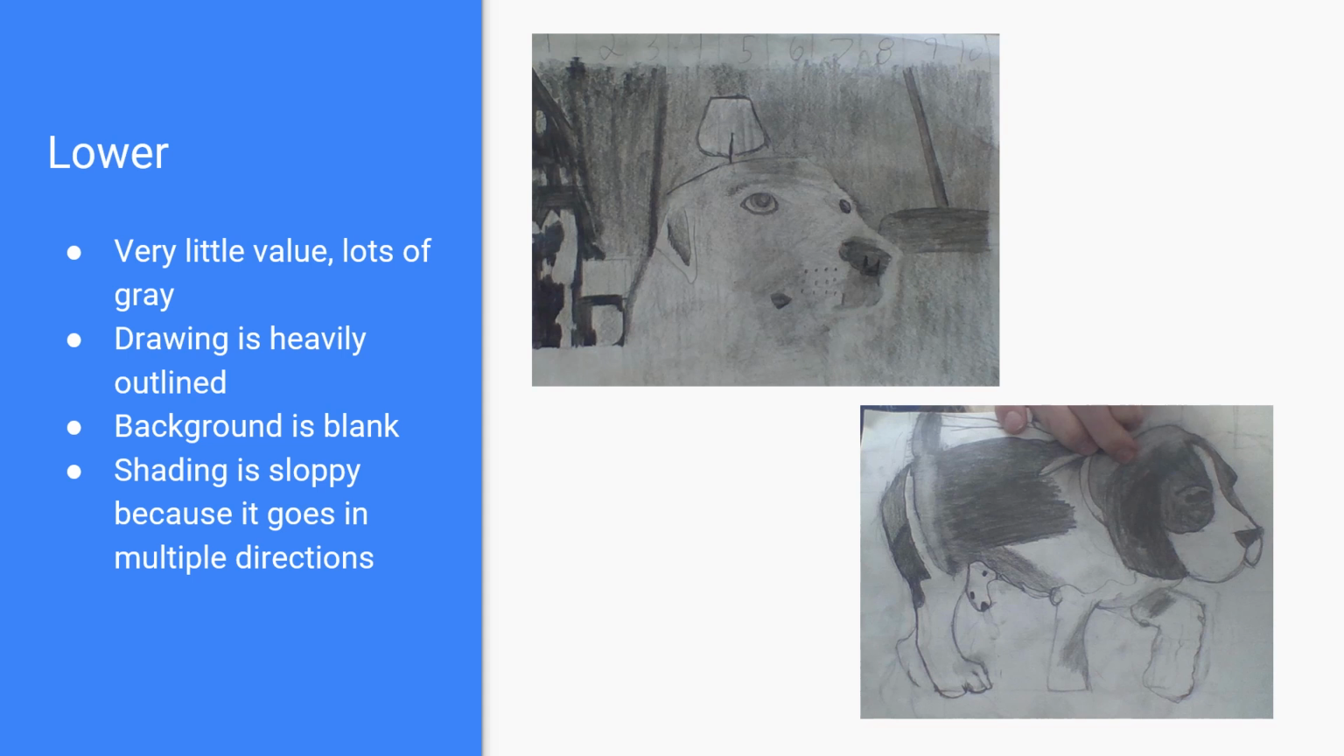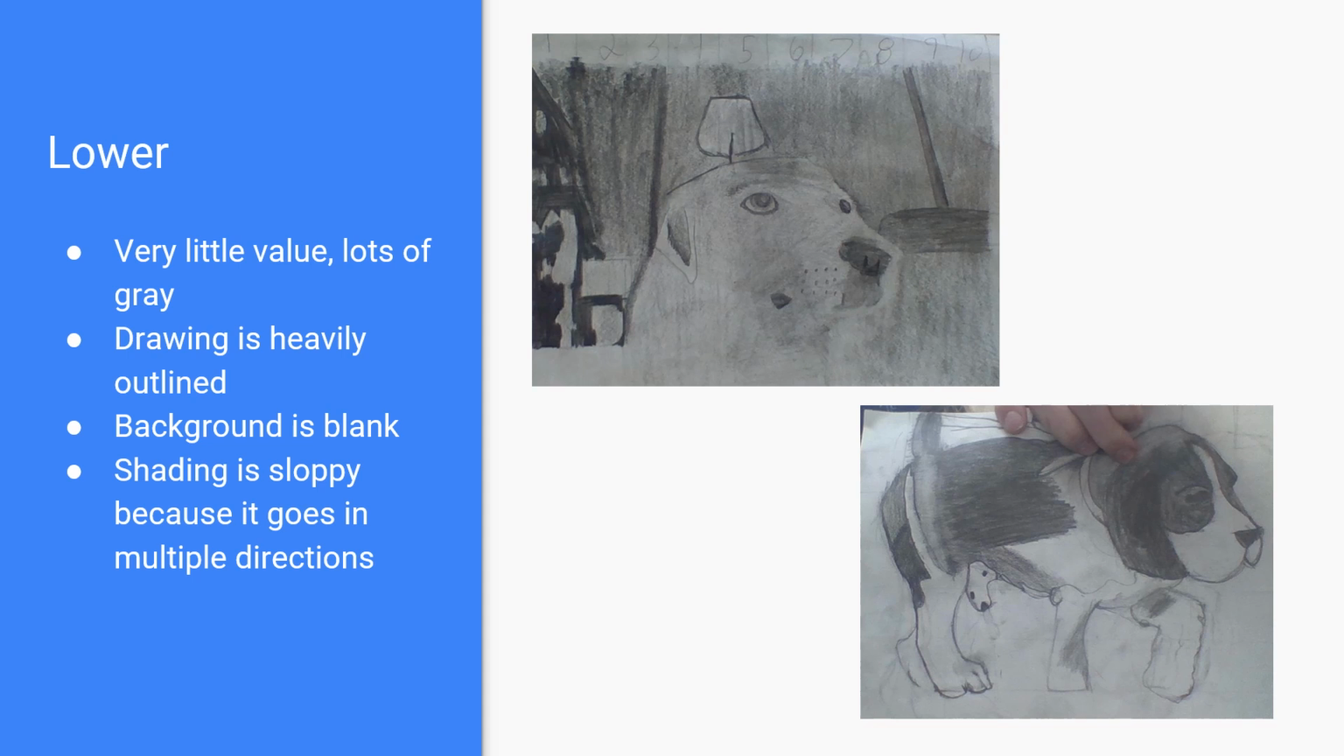All right, so let's talk about why I consider this a lower level drawing. Okay, so the first thing is there's not a whole lot of value, especially with the top one. It all has this same shade of gray. There's a few pops of the dark, but really there's not a whole lot of contrast. Next, both of these drawings are heavily outlined. When you put a really dark outline around something, it's automatically going to flatten and make your drawing look more cartoonish.